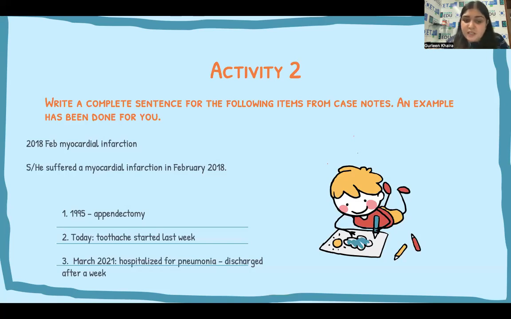Toothache started last week. So today means this note is being recorded today in your case notes, and the patient has presented with toothache, which started last week. How will we expand this into a sentence?